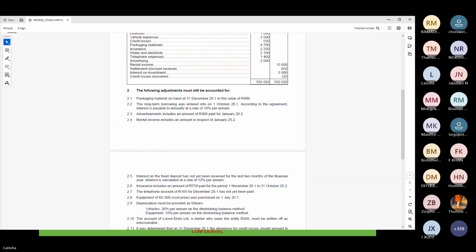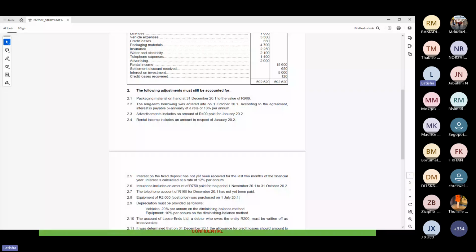I just wanted to ask, when we see prepaid expenses and accrued income, should we always view them as assets? And when we see income paid in advance and accrued expenses, should we view them as liabilities when we are dealing with these adjustments?